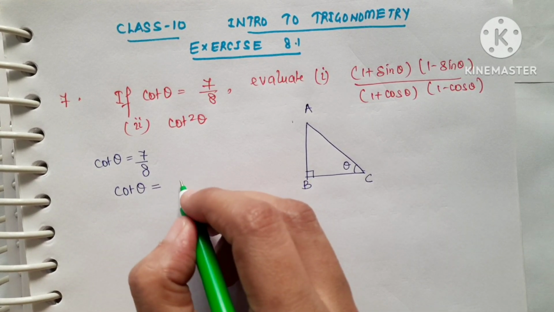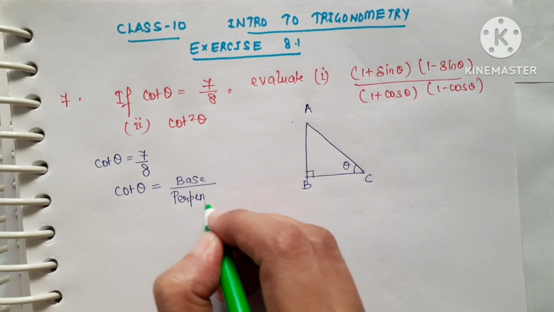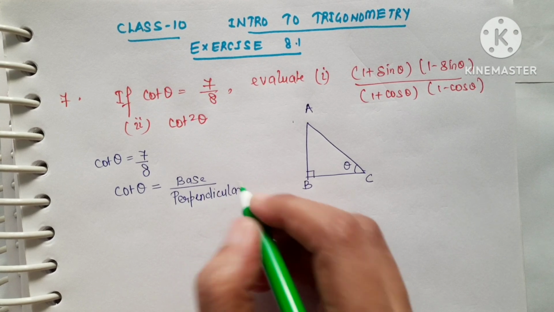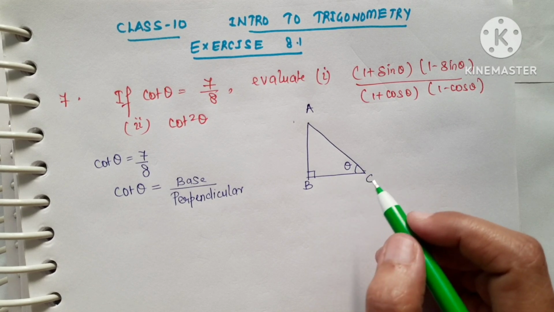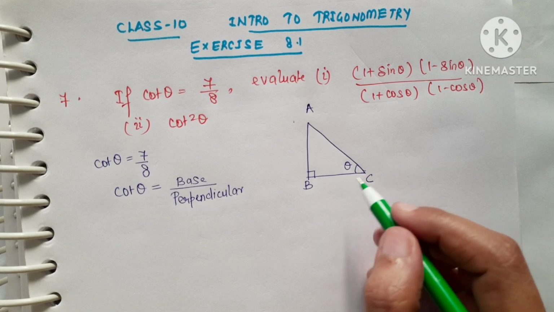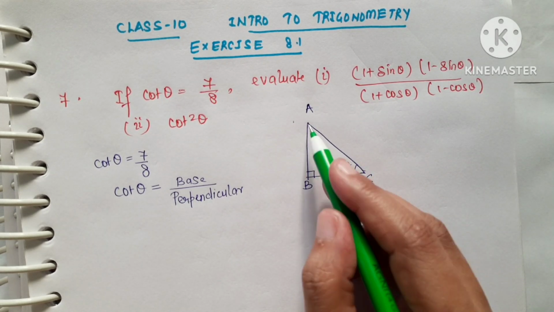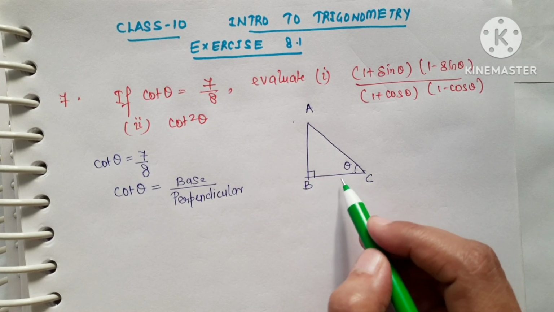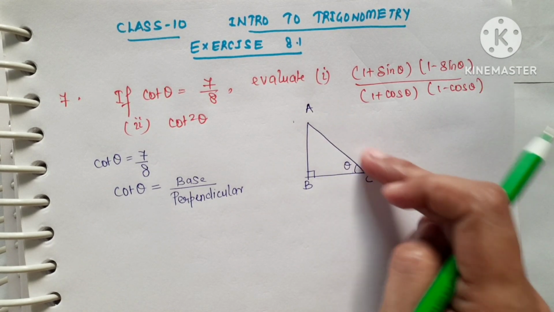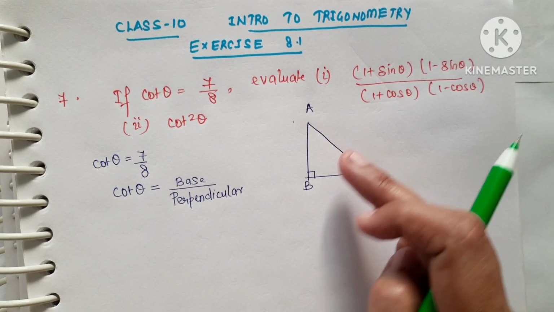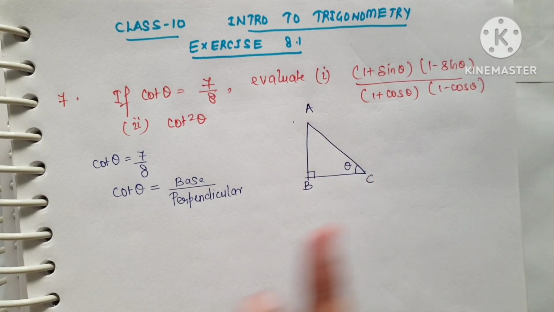Now what is the formula of cot theta? It is always base upon perpendicular, right? And which side is the base and which side is the perpendicular? The side opposite to this angle theta, which is AB, is the perpendicular, and the side adjacent to this angle is the base, which is BC, and the remaining side is the hypotenuse because it is lying opposite to the 90 degree angle. So it is the longest side, hence it is called hypotenuse.